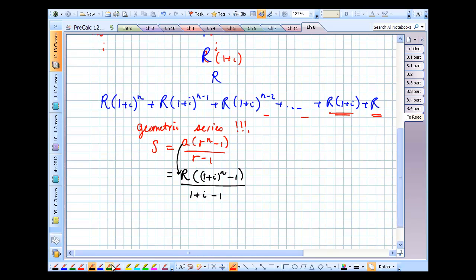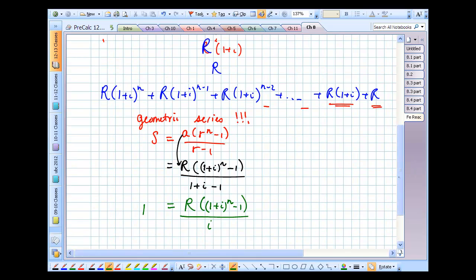So what do we have here? We've got R, bracket 1 plus i to the power of n minus 1, and then the denominator just simplifies to i. And that's the sum. And the sum just means our future value, the total of all the accumulated payments.